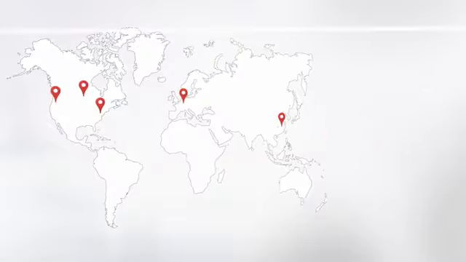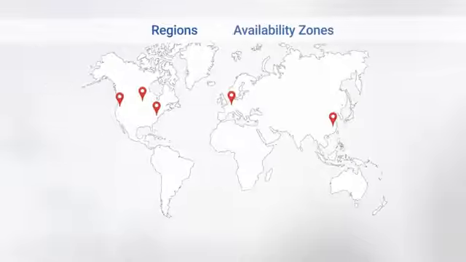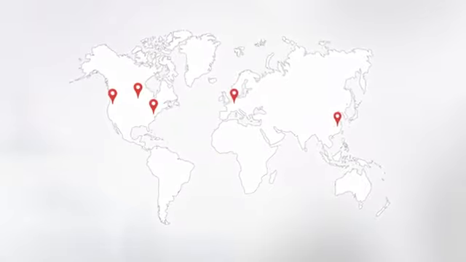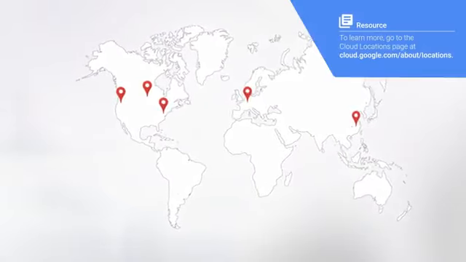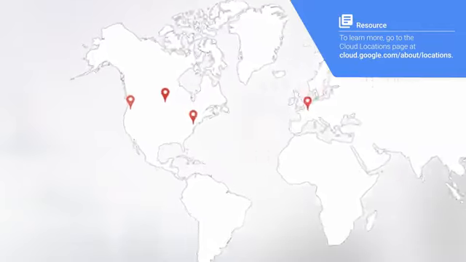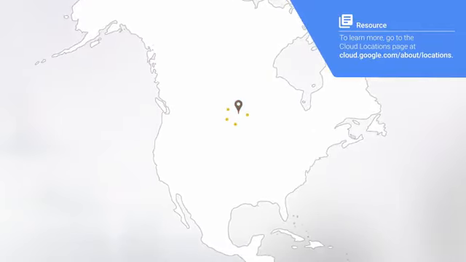This is similar to Amazon, but they call them regions and availability zones. Then, cloud services are deployed into the data centers. Some resources are deployed globally, some are deployed within a region, and some are deployed within a zone.